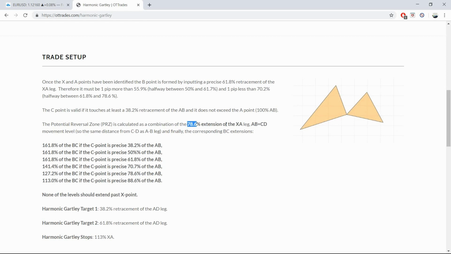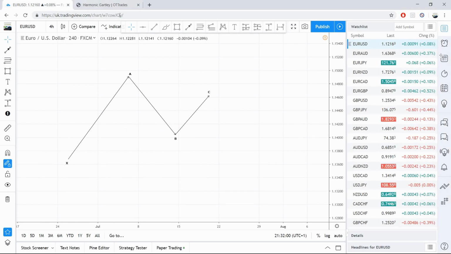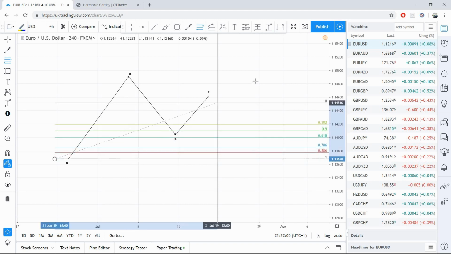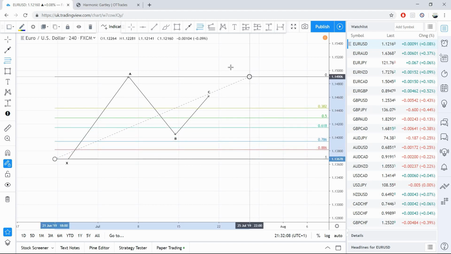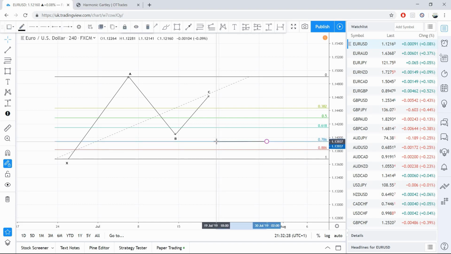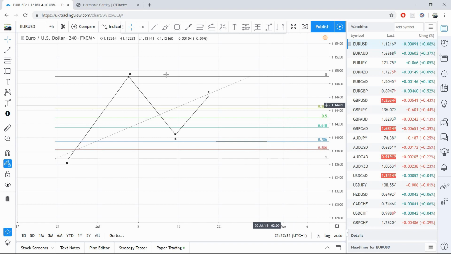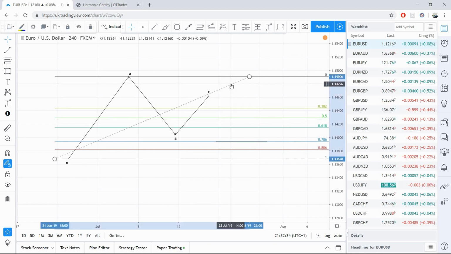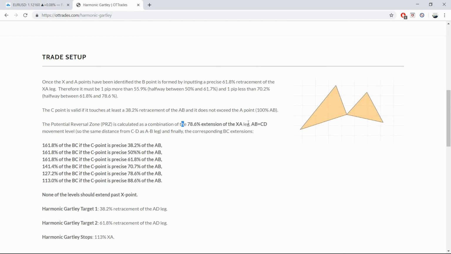So in this instance, we've got the 786 retracement of X to A. If we take our fib retracement tool and take it from X up to A, we're looking for our first D point to come at the 786 retracement of that X to A leg. If I just put a line here, this forms our first part of the PRZ, or potential reversal zone. So 786 retracement of XA is our first part of the potential reversal zone. So that's that bit done.